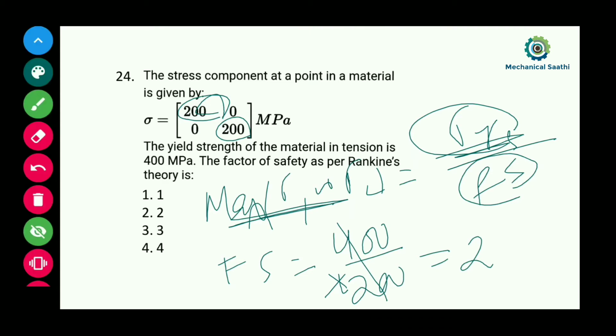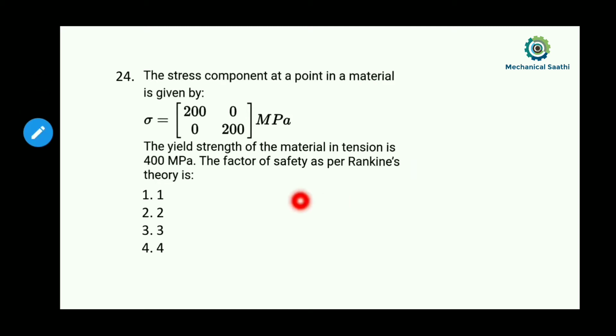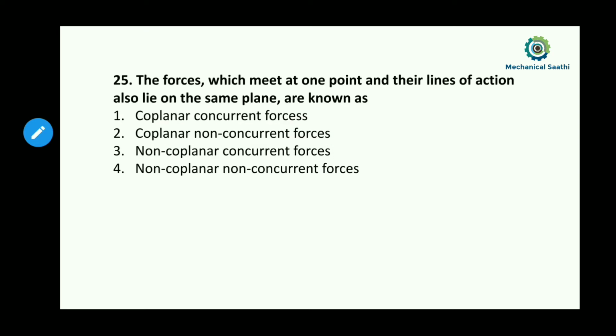So we'll be going with option number 2, that is factor of safety as 2. So here the answer will be our option number 2, that is 2. Okay, so let us move towards the next question, that is question number 25.